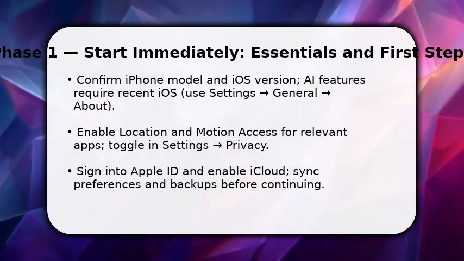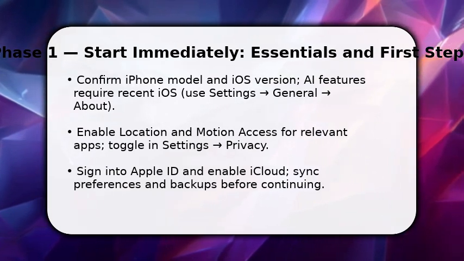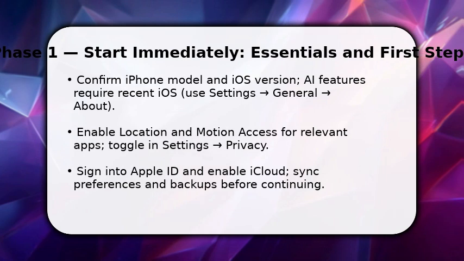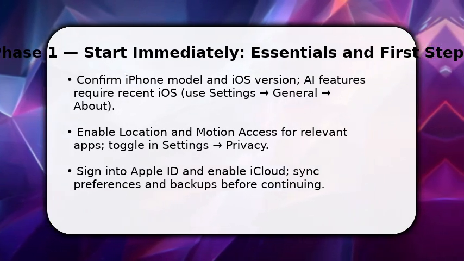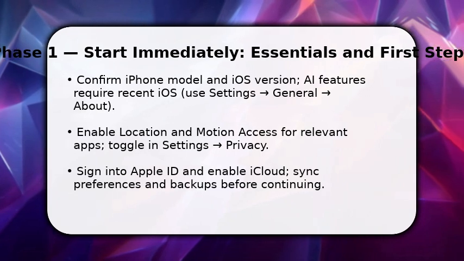You start by confirming prerequisites. Check your iPhone model and iOS version, because newer AI tracking features need supported hardware and firmware. Next, enable location and motion access for the apps you plan to use.